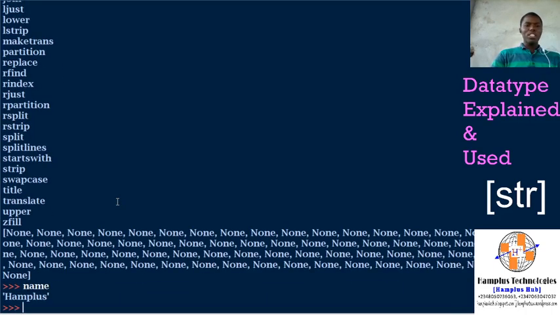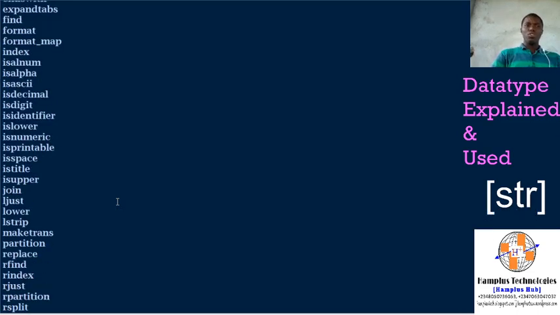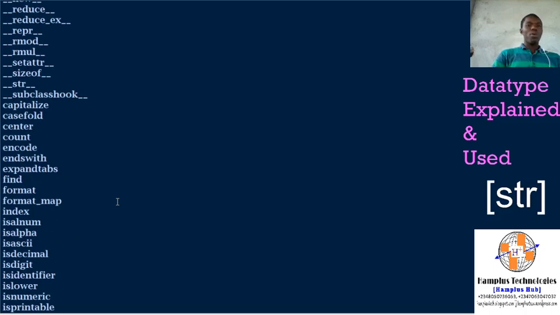Let's make an example of one. This is name. I want to see if name dot contains p. It gives me True, meaning there is a p in the variable name, and the variable name is holding a string value, ham plus, and p is a character in that string. So that's what contains is used for.